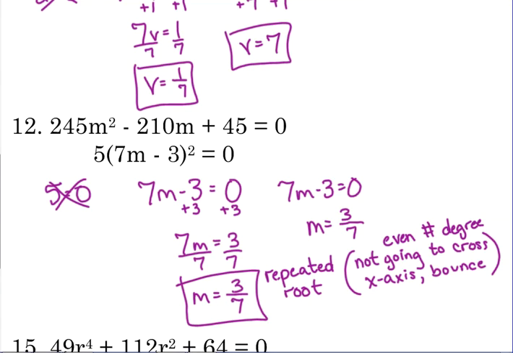If that were 7m minus 3 cubed, okay, it had an odd power, then it would cross. Okay, it would cross. It's still repeated. It's repeated 3 times, but when it's odd, it does cross. It doesn't bounce. Okay, even number of repeats, it bounces. Odd number of repeats, it crosses.